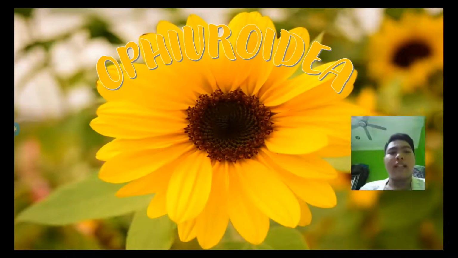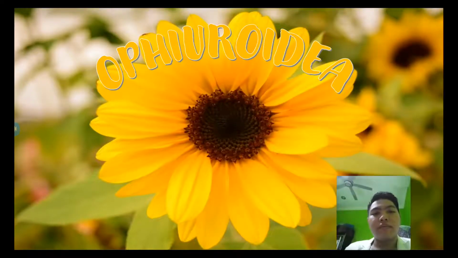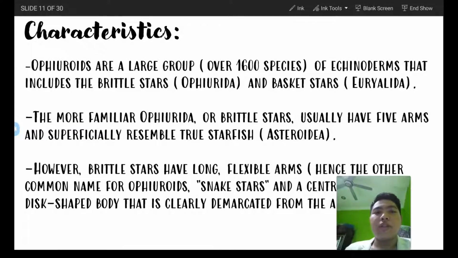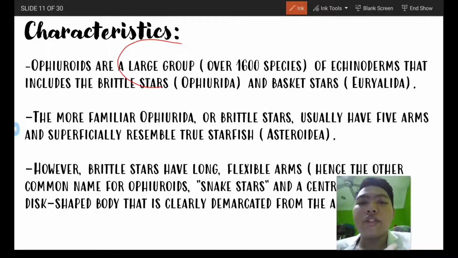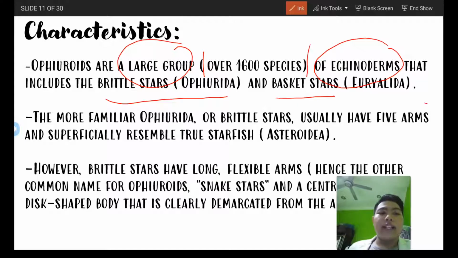Okay, so next let's go to the Ophiuroidea. Ophiuroidea are a large group of over 1,600 species. They are the biggest member of the echinoderms. That includes the brittle star, whose other name is Ophiurida, and the basket star, Euryalida.